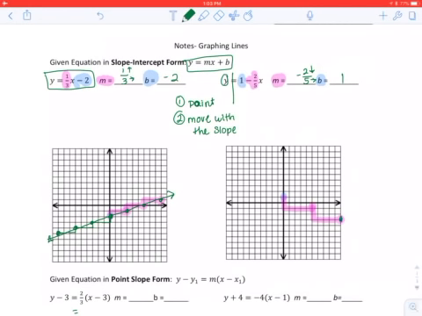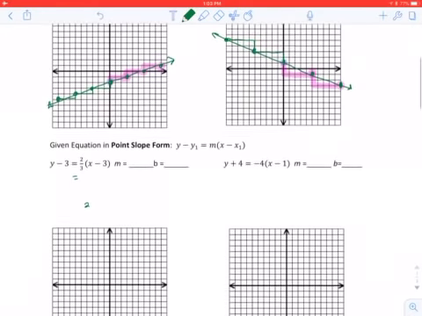Down 2 and right 5. When you're out of room going that direction, you're going to go back to where you started, and you're going to reverse it and go the other way. So I'm going to go up 2 and left 5. Now that you have all the points that will fit, you're going to draw a straight line between all of them and draw arrows at the end.